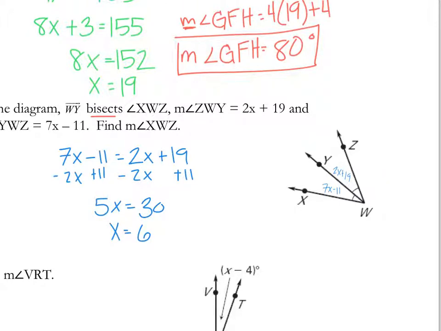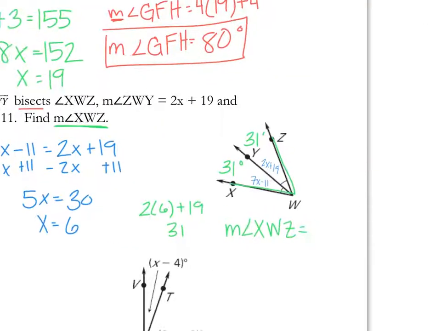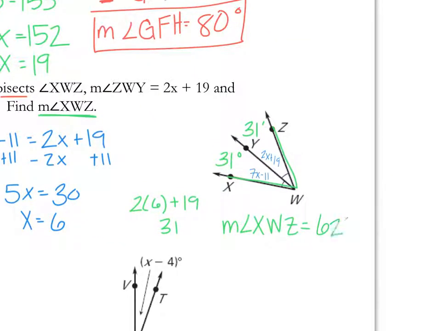Alright, I get x equals 6. It says to find the measure of XWZ. XWZ, that's the whole angle. So what I could do is I could plug it into half of it and then just times it by 2. So let's do 2 times 6 plus 19, and I get 31. So if this is 31, then this one is 31. So the measure of angle XWZ equals 62.